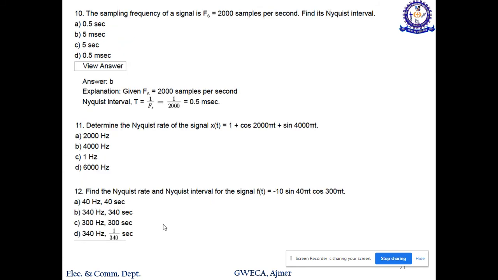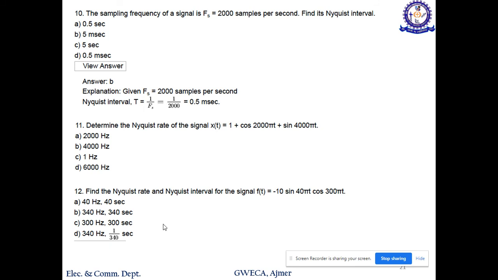Next, the sampling frequency is given by 2000 samples per second. Find the Nyquist interval. So in this question fs is given. Listen very carefully, not the message frequency. The sampling frequency is given. So fs is equal to 2000. So T is equal to 1 upon fs, because fs is equal to twice of fm, and that is already given. That is 2000 samples, so 1 upon 2000 is 0.5 millisecond.